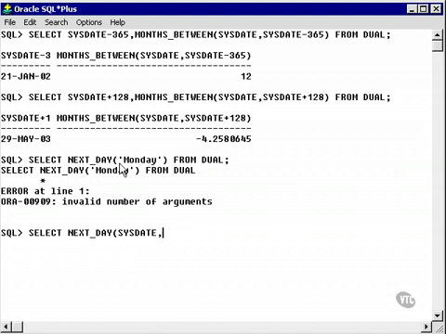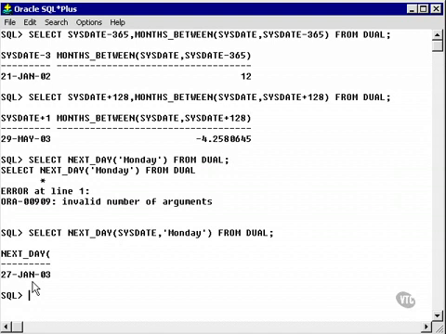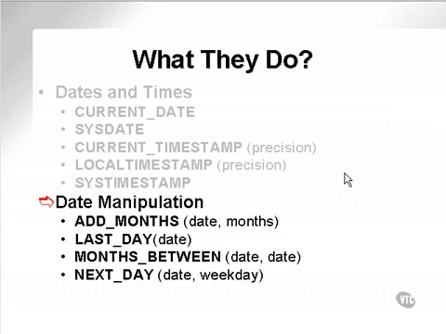So let's put in sysdate, copy and paste this. What we get is 27 January 03. The date today is the 21st. It is a Tuesday. I'm looking for the following Monday. Therefore I get 21st plus 6 days, which is 27 January.